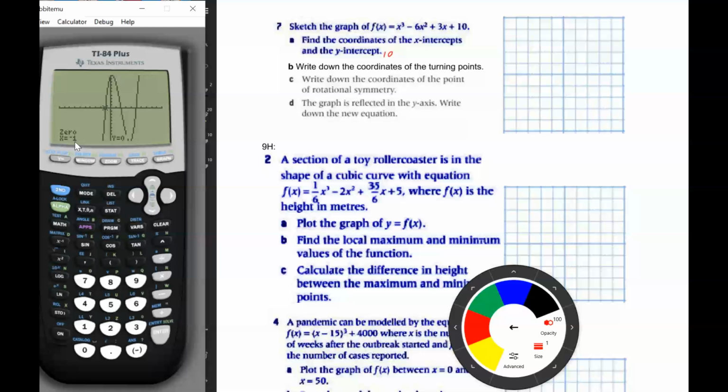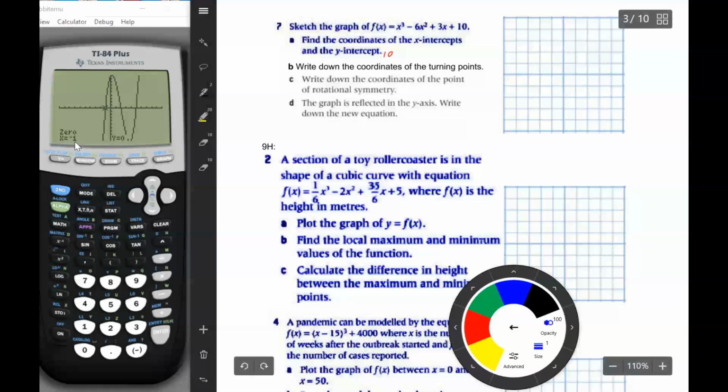Oh, I forgot to start plotting the points, but I can just plot the points now. So negative 1 comma 0 is one of the points. And I already said that y equals 10 is one of the points. So let's put y equals 10 here. So we'll do the scale so that this is 0 and this is 10.